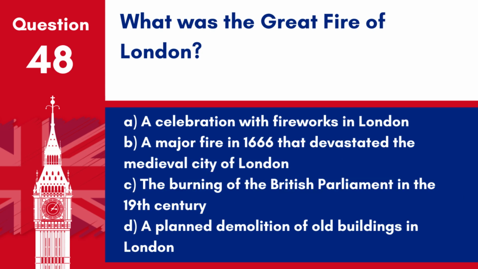Question 48. What was the Great Fire of London? A. A celebration with fireworks in London. B. A major fire in 1666 that devastated the medieval city of London. C. The burning of the British Parliament in the 19th century. D. A planned demolition of old buildings in London.